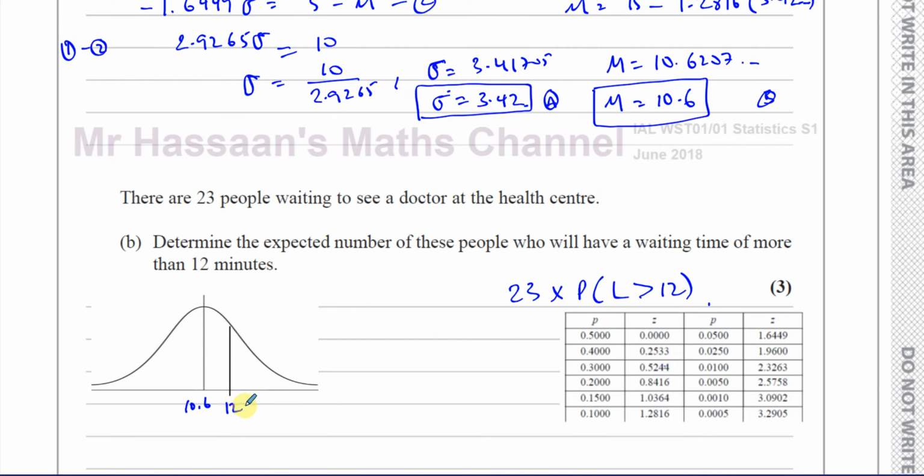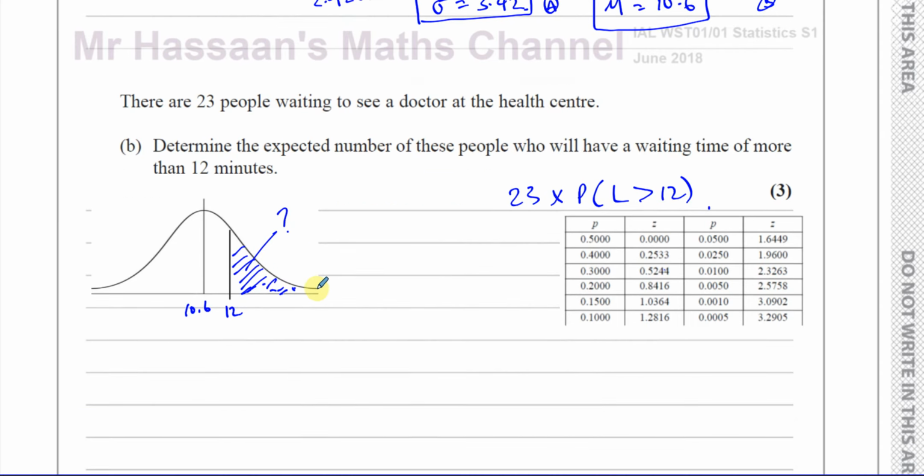Somewhere over here, and we want to find this area such that the probability of being late is more than 12 minutes. It's going to be here. So this is the probability that someone is more than 12 minutes late, this area here, that's what I'm looking for. So I need to standardize my score of 12 first.